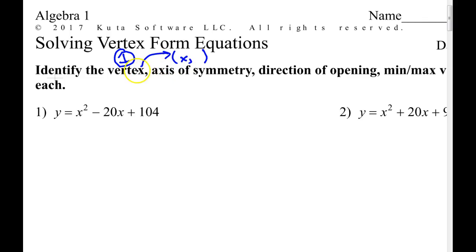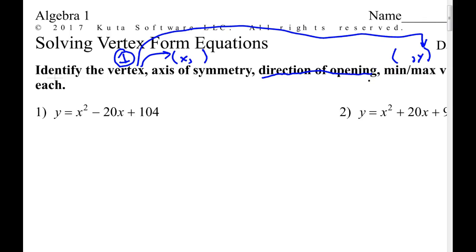Now the axis of symmetry, that's just the x coordinate of the vertex, right? And the min or max, that is just the y coordinate of the vertex. Okay. And how do you know if it's a min or a max? It's one or the other. It's not both. You're not finding the min and finding the max. It's one or the other. So that depends on the direction of opening.